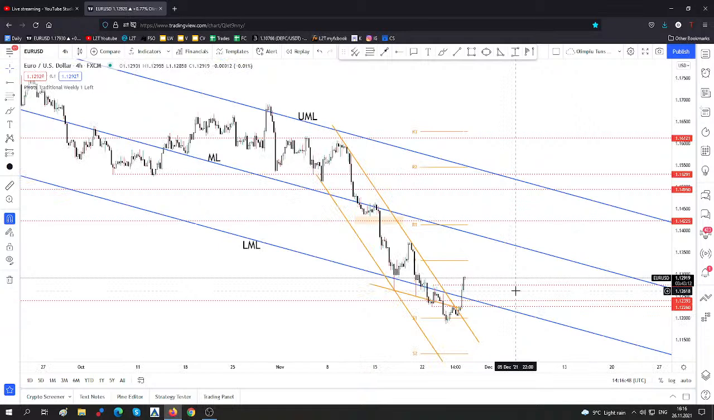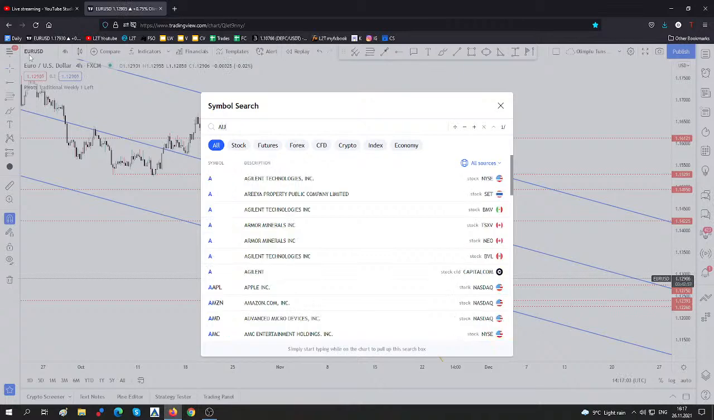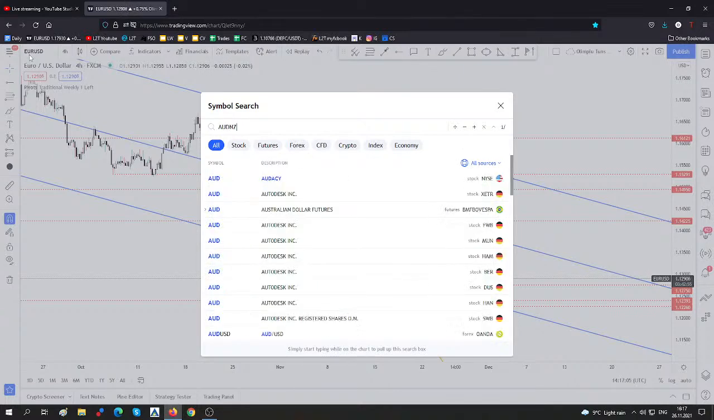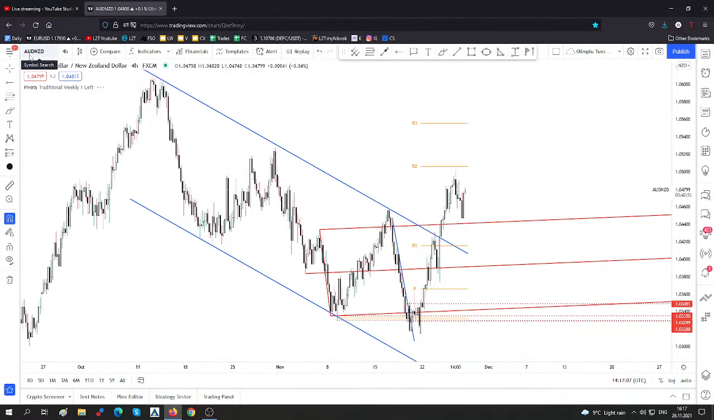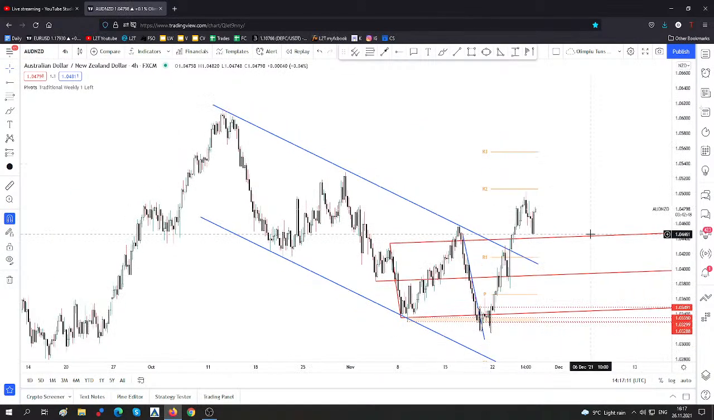Adam Queen, can you also take a look at the Australian dollar, New Zealand dollar? It looks like an uptrend. Yeah, I will take a look at that market as well. One moment. So Australian dollar, New Zealand dollar. Let's take a look. So it looks like an upward movement.